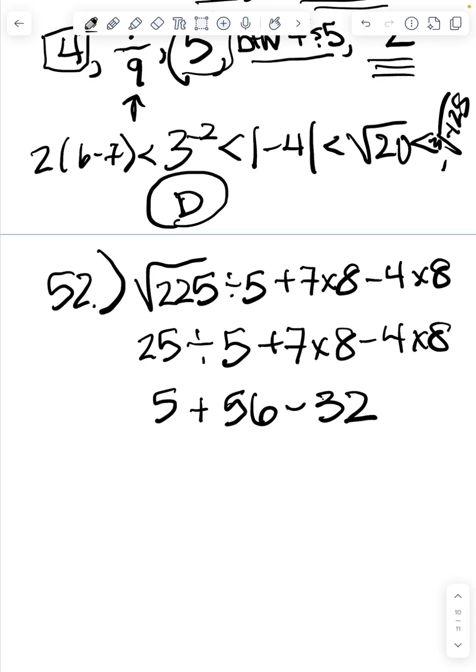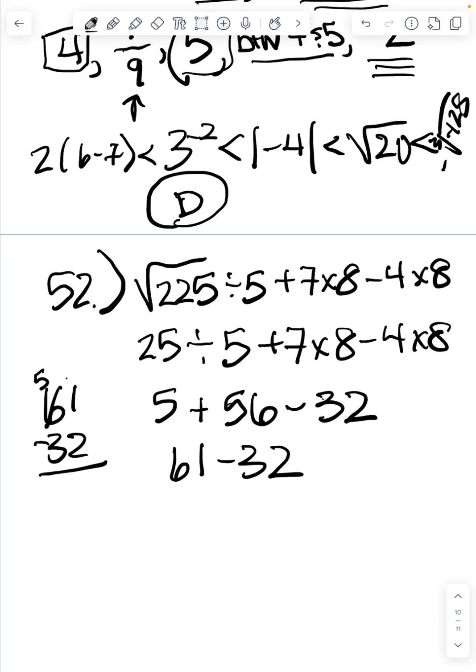All right, so I'm going to do left to right. 5 plus 56 is 61 minus 32. I got 29. Darn. My book says the answer is E, none of these. That means they tricked me. So if they tricked you, we're on the same page here.